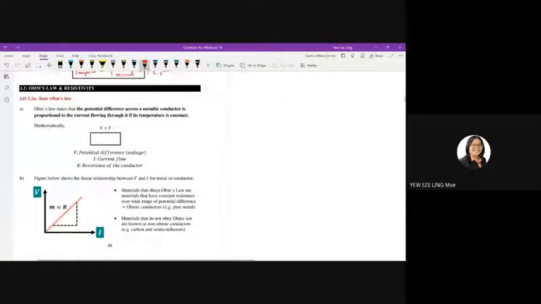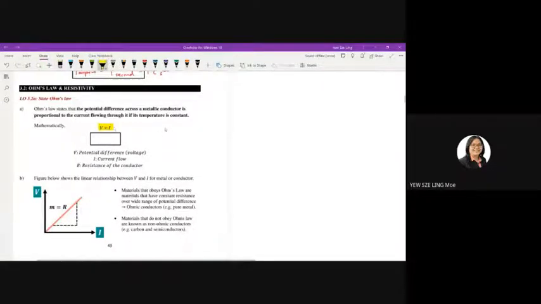So Ohm's law states that the potential difference across a metallic conductor is proportional to the current flowing through it if the temperature is constant. Now, Ohm's law tells you the relationship between I and V. Just now, we said current flows from higher potential towards lower potential. Now we want to see, mathematically, what is the relationship between V and I. The potential difference across a metallic conductor is proportional to the current flow.